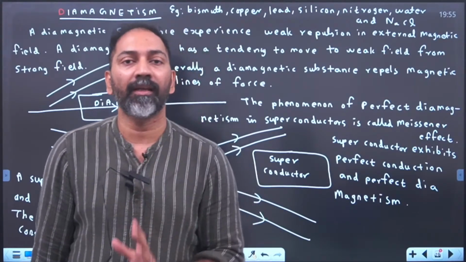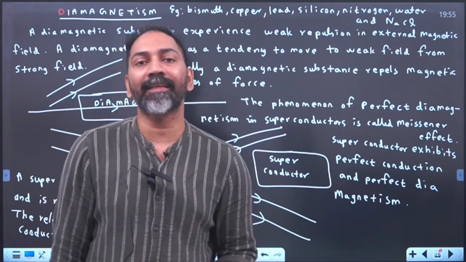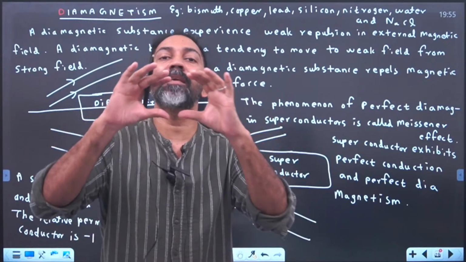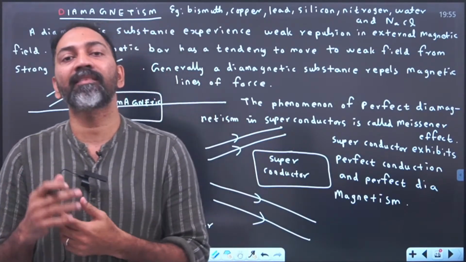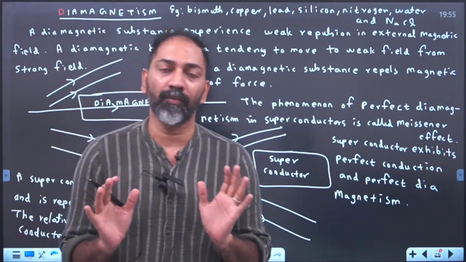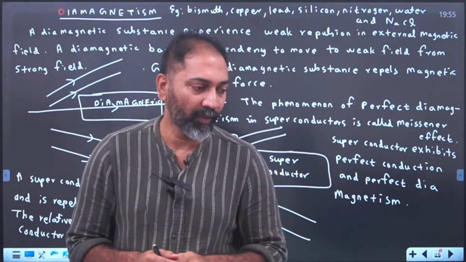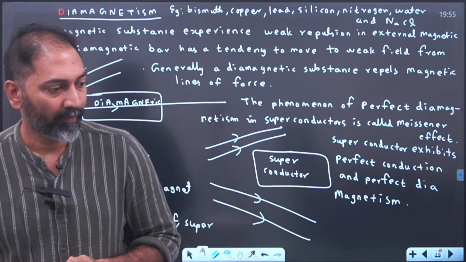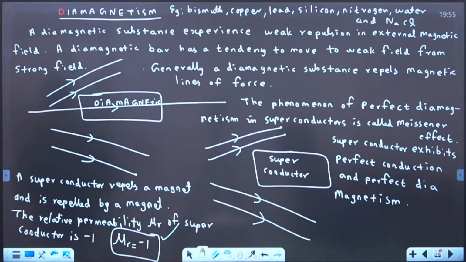It is very important. It shows perfect conductivity. That means what? Zero resistance. What will be the resistance of a superconductor? Zero. Very important. Please note it down. Please note the examples.